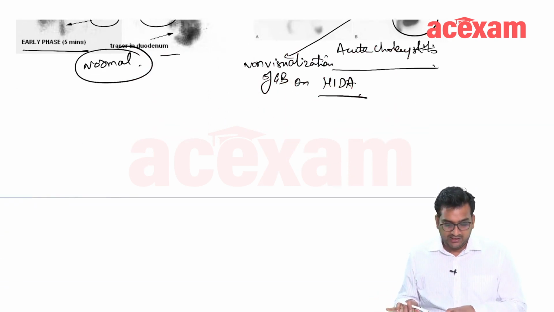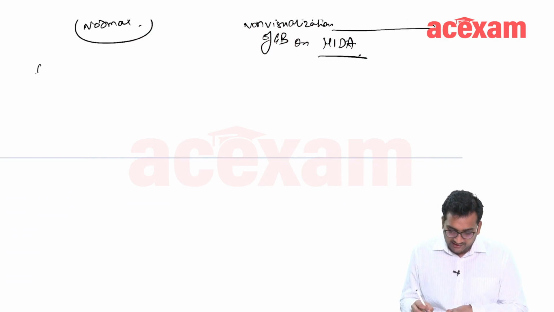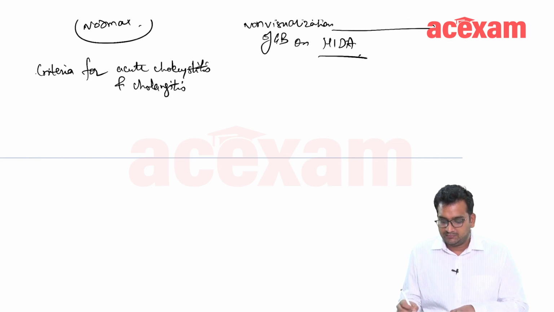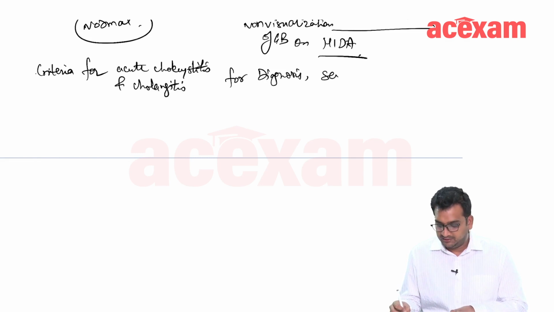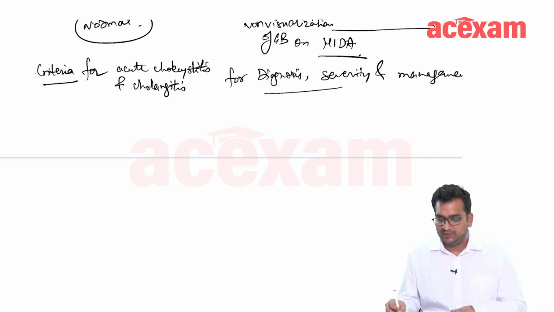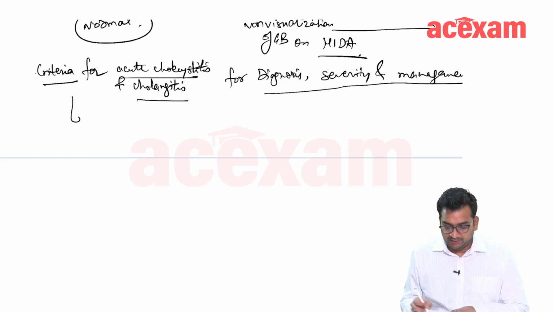Now there is a criteria for diagnosis of acute cholecystitis and cholangitis, and this criteria is for diagnosis, severity and management of acute cholecystitis and cholangitis. The name of the criteria is the Tokyo guidelines.